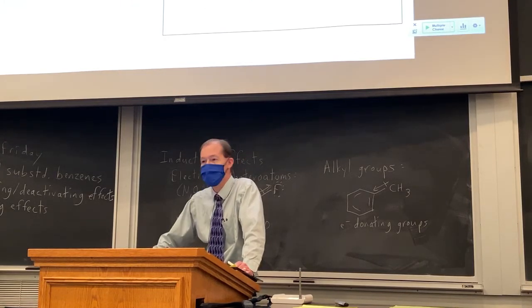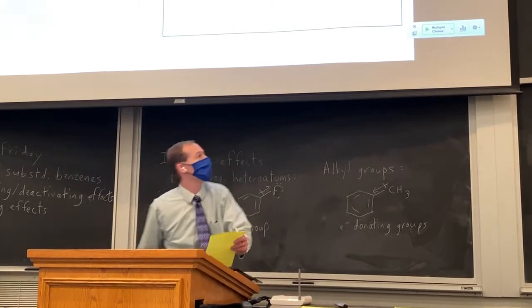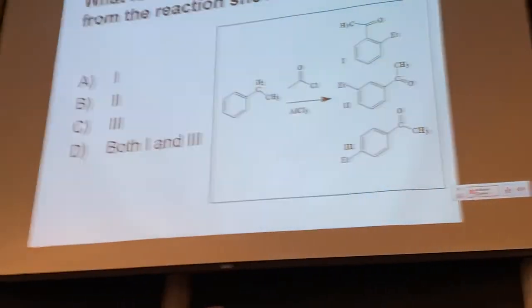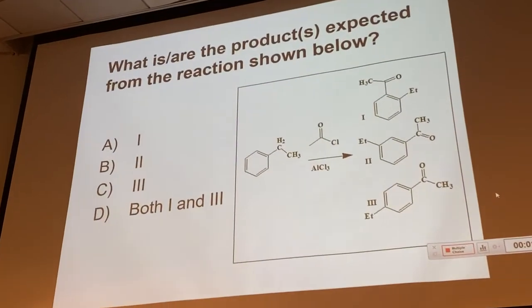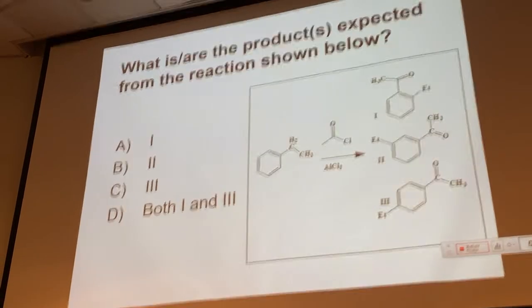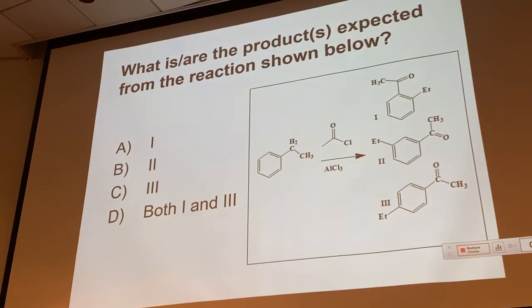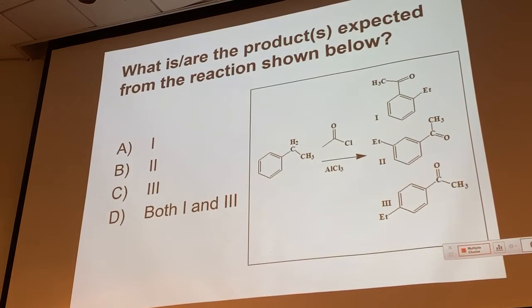Before we do that, let's get out our i>clickers. We have an i>clicker question. So here we are performing a Friedel-Crafts acylation on ethylbenzene. So go ahead and talk to your neighbors and decide which of these product or products is going to be the major one from this reaction. Okay? And the Et here is just referring to the ethyl group in that starting material.